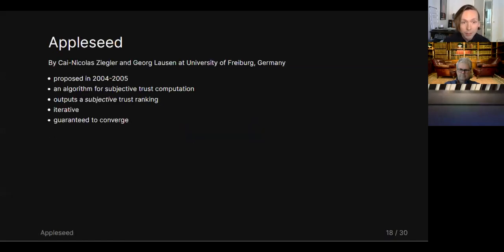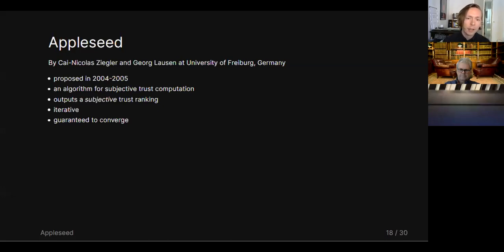Now, Appleseed is an algorithm proposed in the mid-2000s by Cai-Nicolas Ziegler and Georg Lausen. Basically, Appleseed makes it possible to take a group of nodes, which have various trust relations to each other, look at the group from the view of a single node, and then rank each of the other nodes according to how trusted they are, as seen from that node.